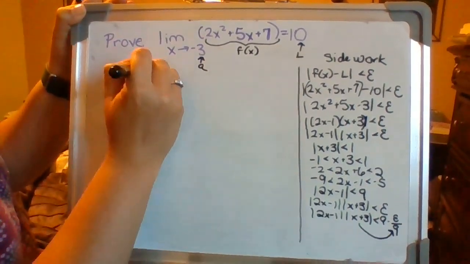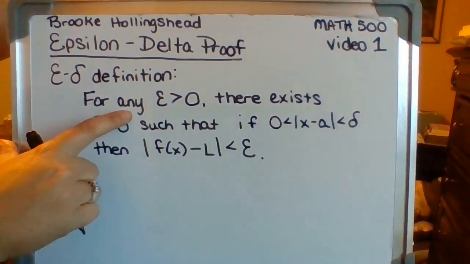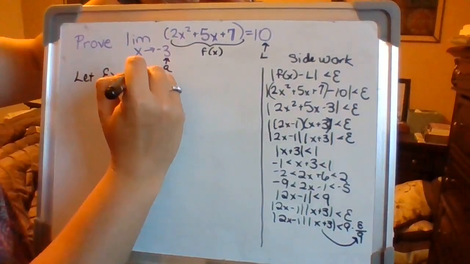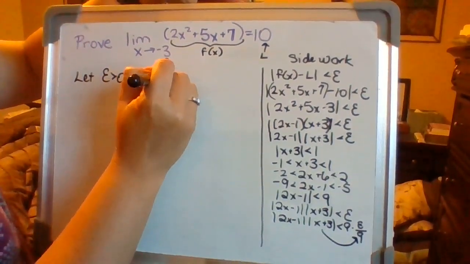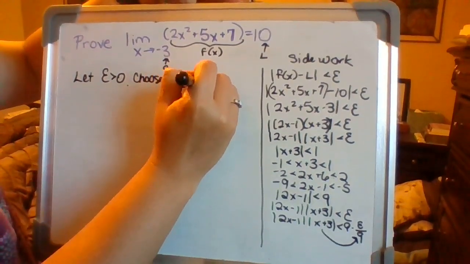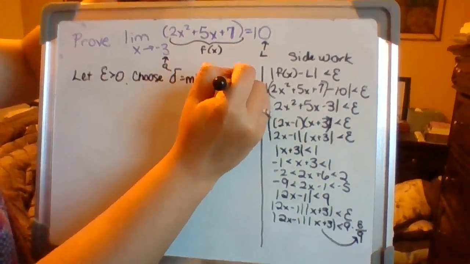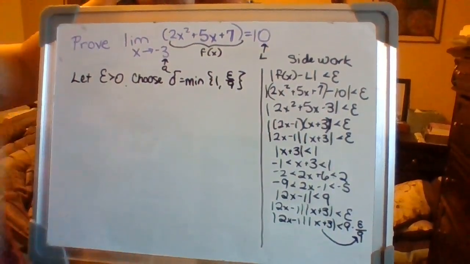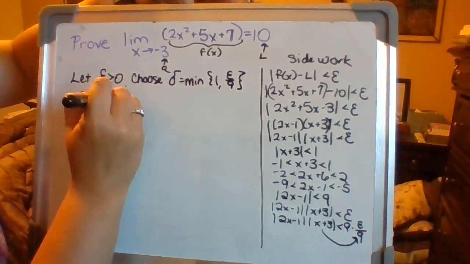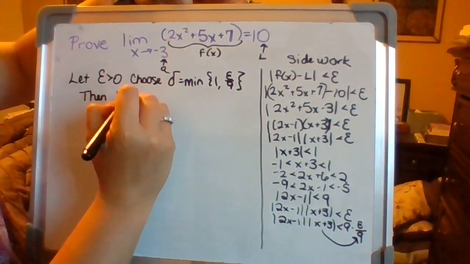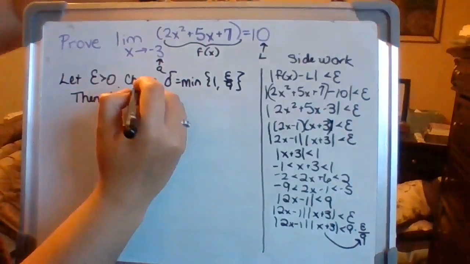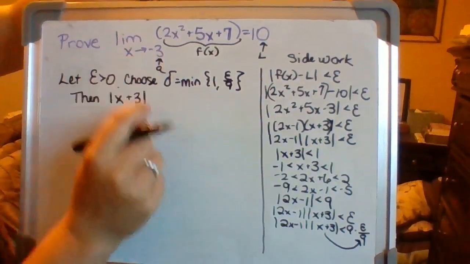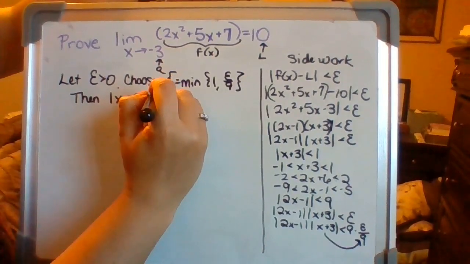First, we need to say that epsilon is greater than 0 because that is our conditional in our definition. So I'm going to choose the minimum of either 1 or epsilon over 9 for our delta, because if we choose the smaller one, then we make sure that we are within that distance. So I'm going to say then that the absolute value of x minus a is less than delta. Minus a would be x plus 3 then is less than 1.